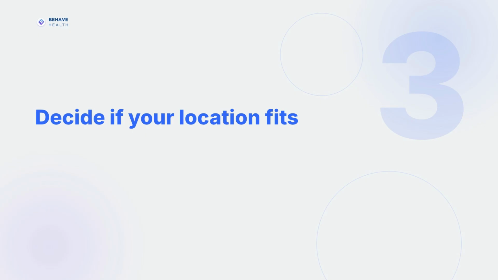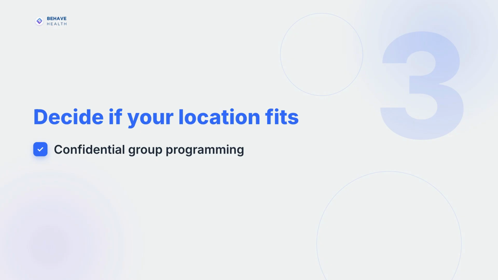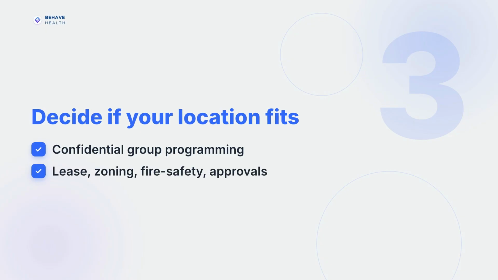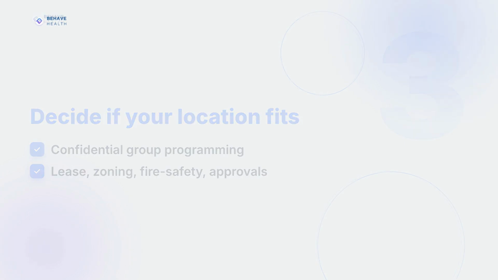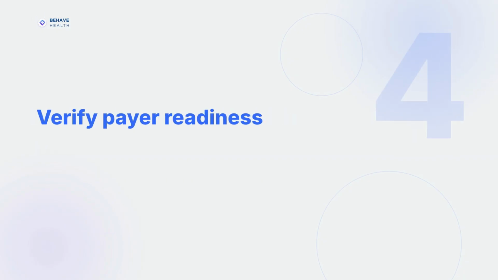Third, decide whether your current location can actually support a program. Can the site support confidential group programming and longer blocks of care without disrupting existing outpatient therapy or compromising privacy? Map lease, zoning, accessibility, fire safety, and local approval issues against the proposed use before you commit to a launch date or build-out.